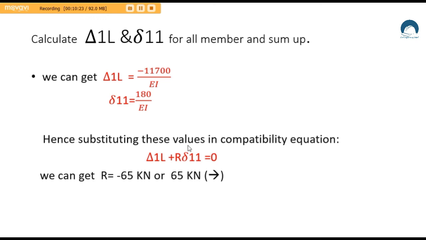Now we substitute del 11 by 180 over EI, and upon substitution of these values in this equation, we get the value of R, which is equal to minus 65 kilonewton. Here the negative sign indicates that the direction of the reaction we assumed in the structure is opposite. So we need to correct the direction. Since we assumed the direction in the negative x direction, the direction of the horizontal reaction is in the positive x-axis direction.